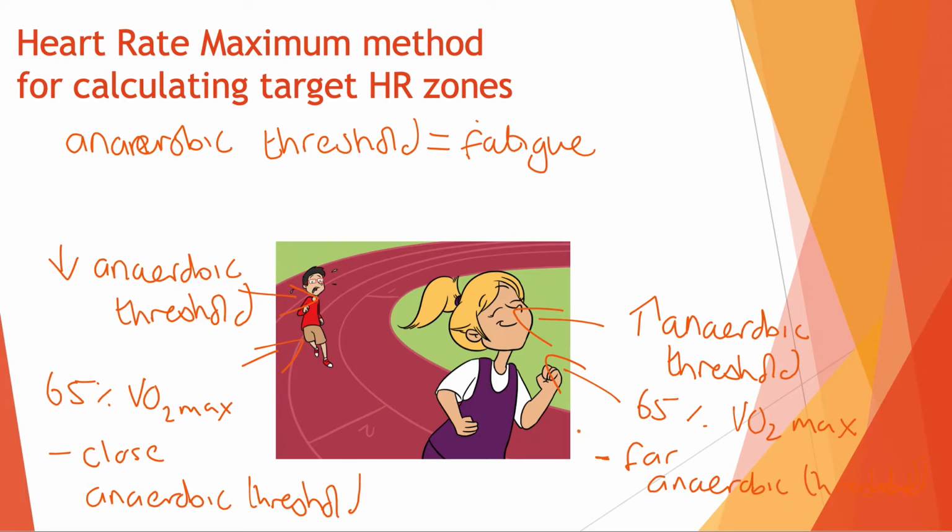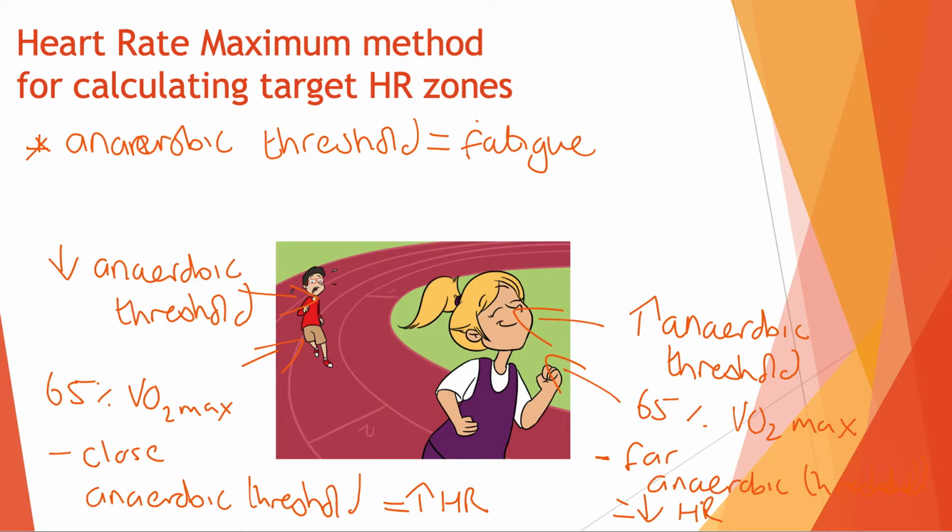So why is that important? Why does that matter? Why is this anaerobic threshold important when we're thinking about calculating target heart rate zones? Well, the closer you work to your anaerobic threshold, the higher your heart rate. So this individual working at 65% of his VO2 max is working close to his anaerobic threshold, and therefore he will have a high working heart rate. This individual, on the other hand, who's working not close to their anaerobic threshold, will have a low working heart rate.